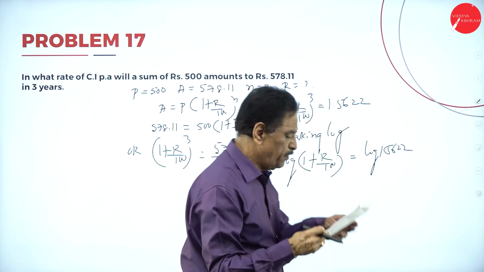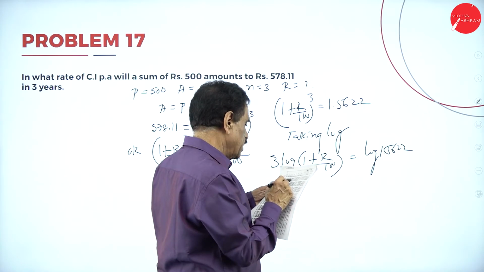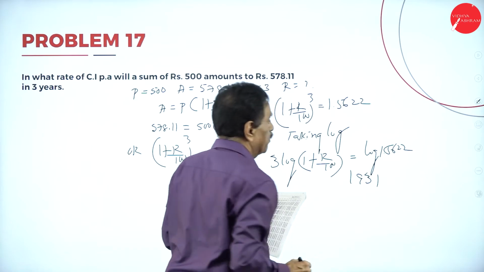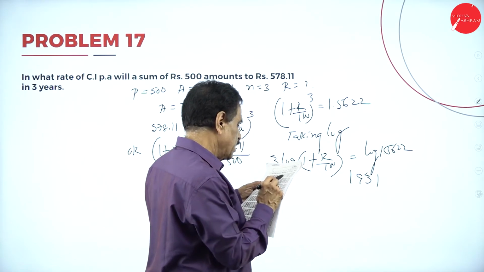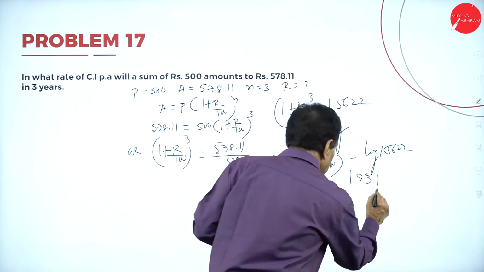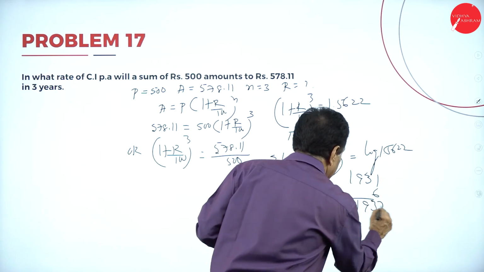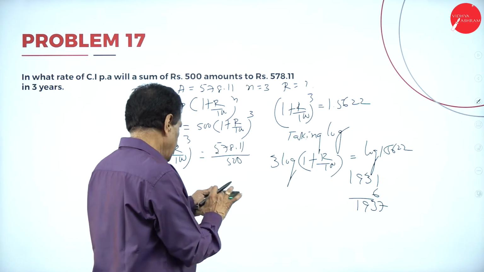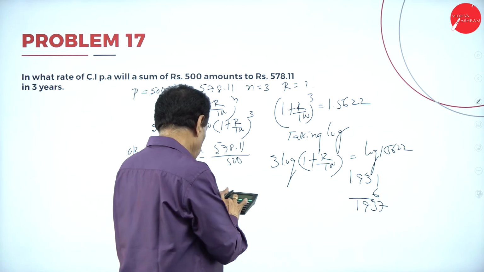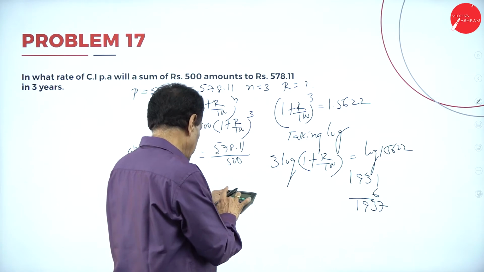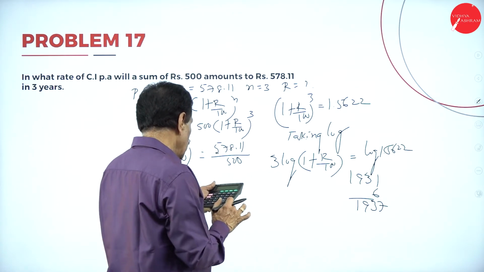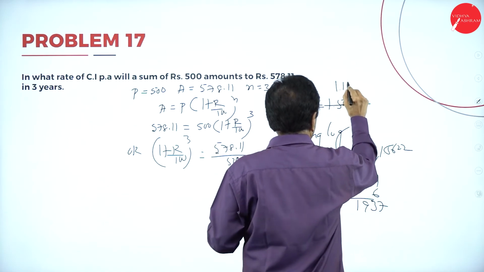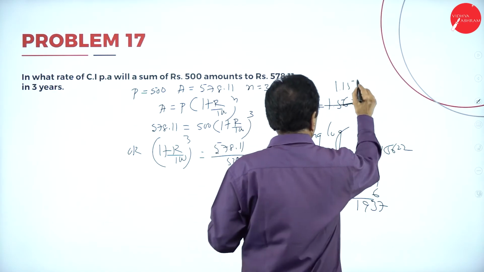In the log table, 622 in 15, you have to see the 6. 1931, plus the mean difference 6 gives 1937. 578 divided by 0.11 divided by 500 gives 1.15622.